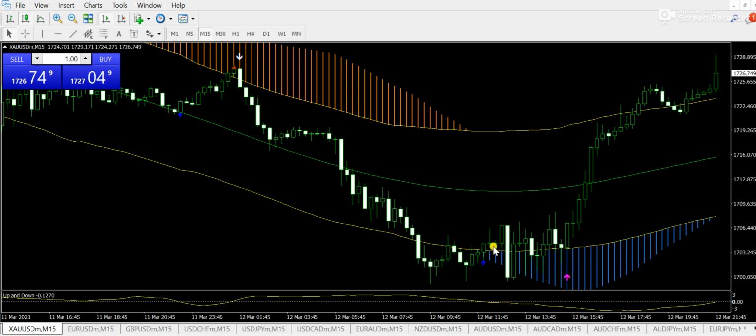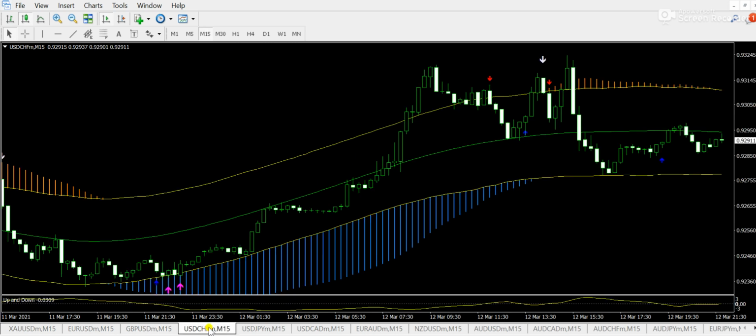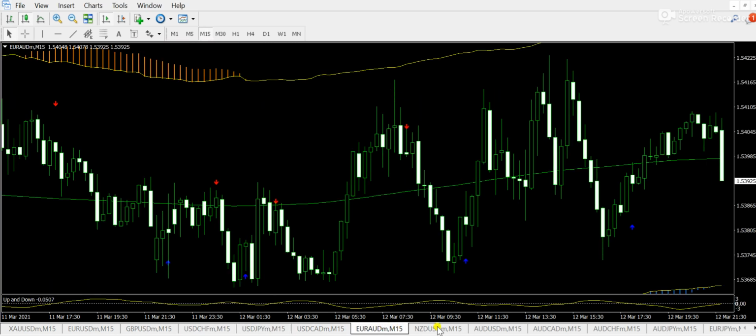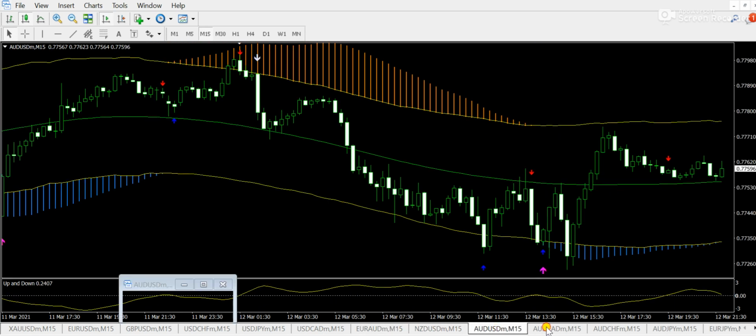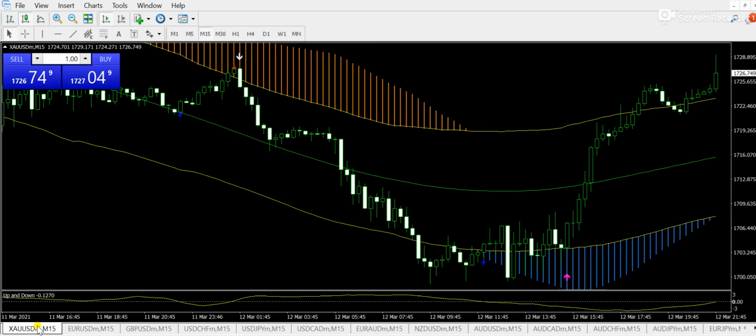And then the second thing is that you should not attach it only on one pair. You can use maximum pairs. You can see my time frame is 15 minute and I have attached it on different currency pairs like Euro USD, Great Britain Pound USD, USD CHF, USD JPY, USD Canadian Dollar, Euro AUD, New Zealand USD, AUD USD, AUD Canadian. So you can add so many pairs on your MetaTrader 4 if you are completely into forex trading and doing it in a professional way.